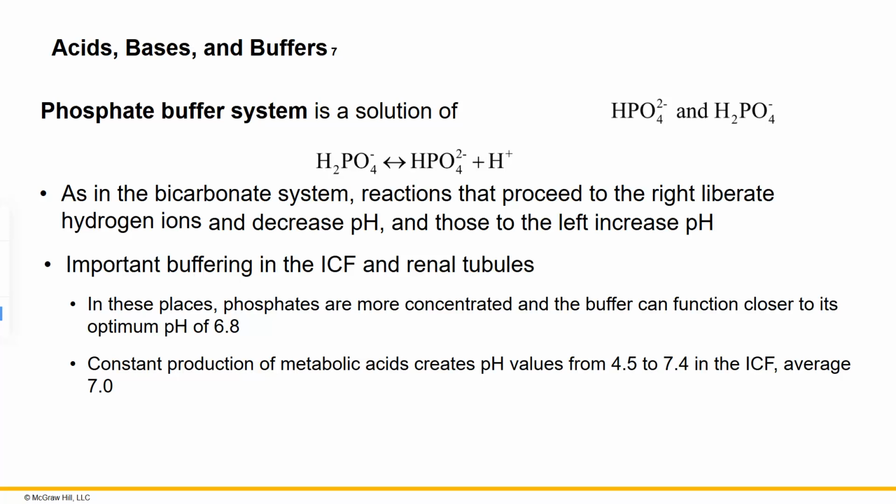It is important for buffering in the intracellular fluid and renal tubules. In these places, phosphates are more concentrated and the buffer can function closer to its optimum pH of 6.8. Constant production of metabolic acids creates pH values from 4.5 to 7.4 in the intracellular fluid, an average of 7.